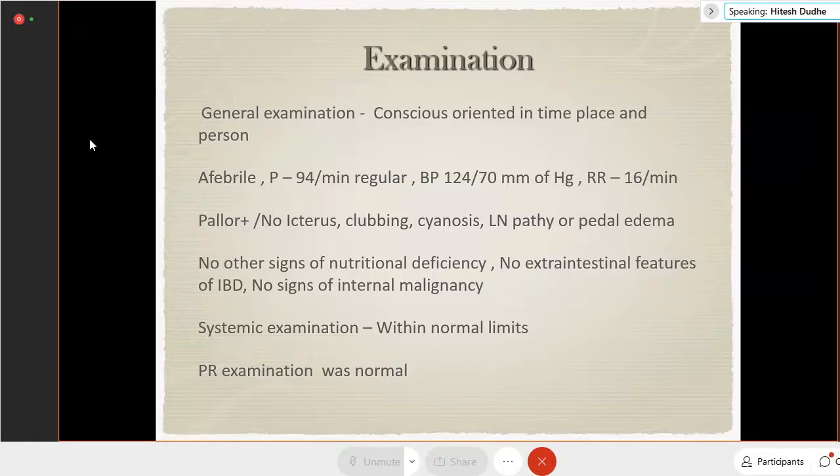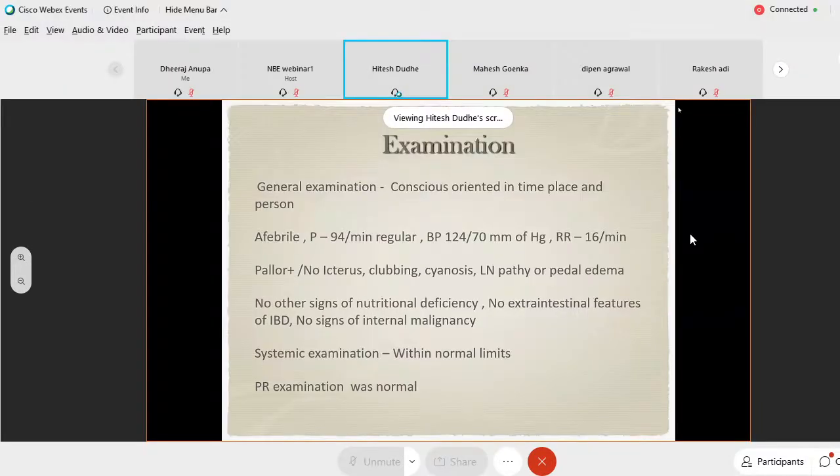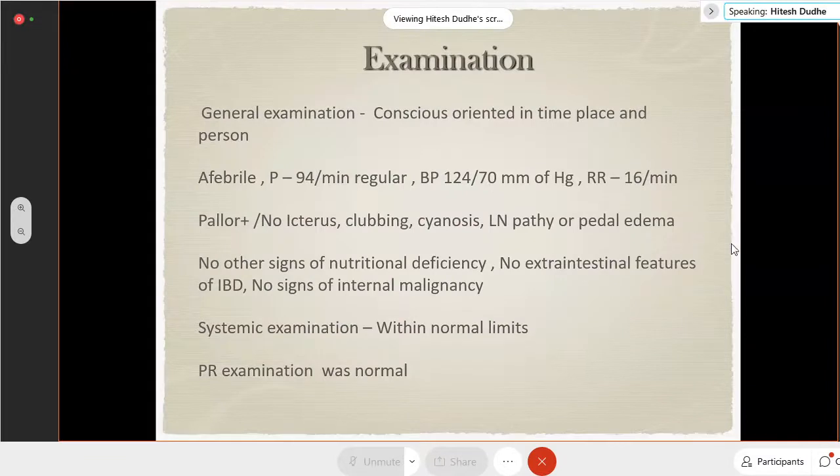There are no other signs of nutritional deficiency, no extraintestinal features of IBD, no signs of internal malignancy. Her systemic examination was within normal limits. Her per-rectal examination was also normal.